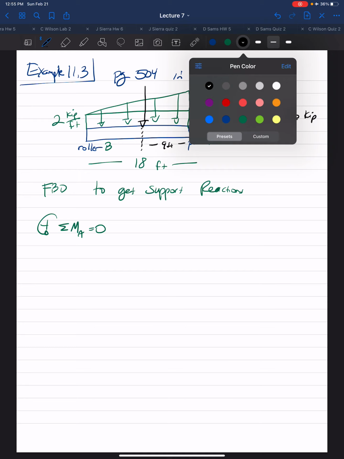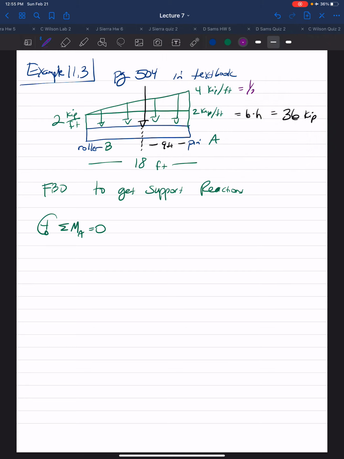The triangular loading would be 1/2 base times height, which would be 1/2 of 18 feet is 9 feet, times your 4 kip per foot comes to 36 kip. And this is applied a third from the right hand side. So this will be 6 feet from the right hand side.